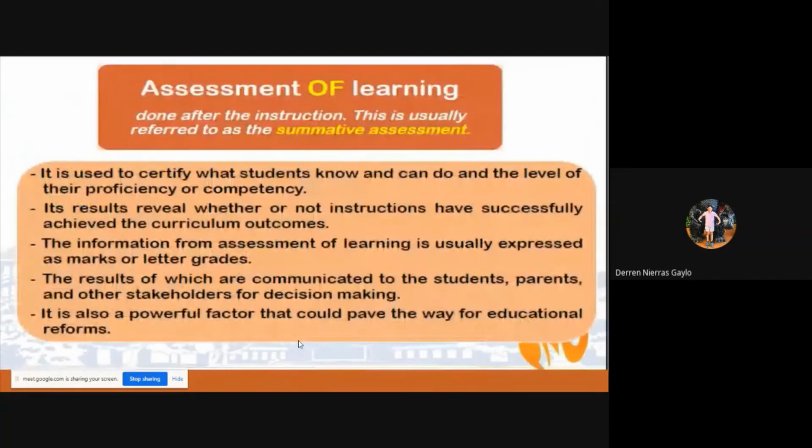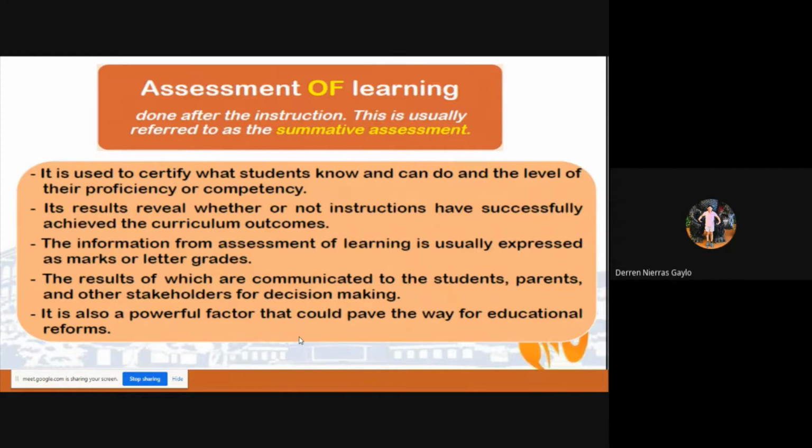Next is assessment of learning. So for this purpose of assessment, it's usually done after the instruction. One form is the summative assessment. Its purpose is to certify what students know and can do and the level of their proficiency or competency. So it's more on giving a grade.